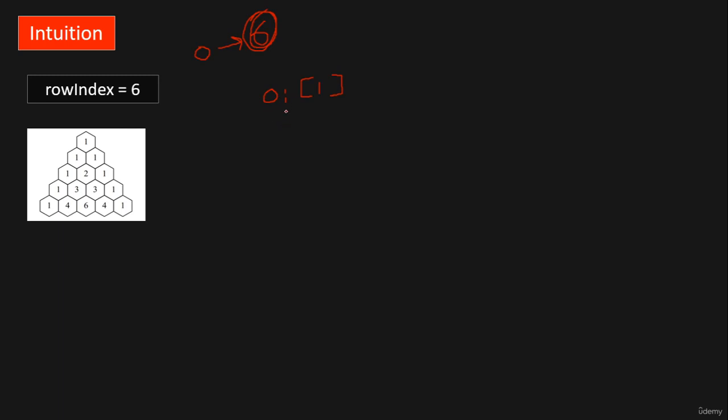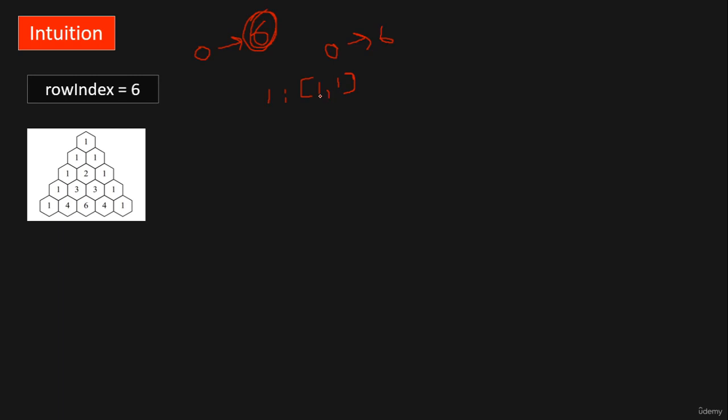Then for index 1, we'll append a value here. We cannot use an array data structure here; we have to use a resizable data structure. In Java, we can use a list, that means an ArrayList. We'll iterate from 0 to the row index. For this given input 6, we'll iterate from 0 to 6. So we have appended here 1.